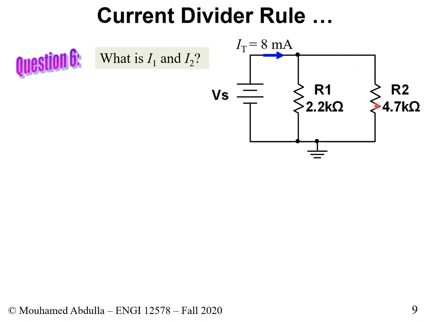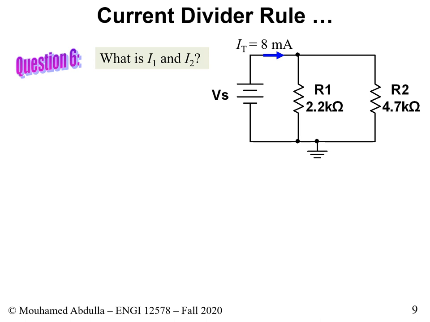So we pretty much have no choice but to use the current divider rule. In fact, that's not quite true. We could also use Ohm's law. We find the total resistance here. We could then use Ohm's law to find Vs. And once we find Vs, we could then use it with the resistance to find the current. So there are other pathways to finding the answer. But I think the smartest way to find current I1 would be to use the current divider rule.